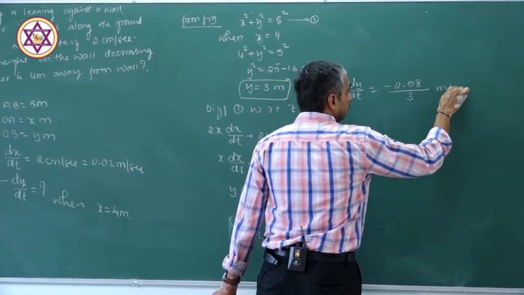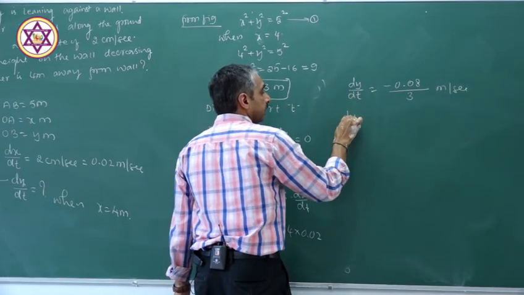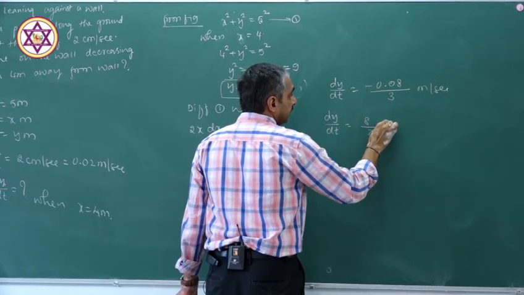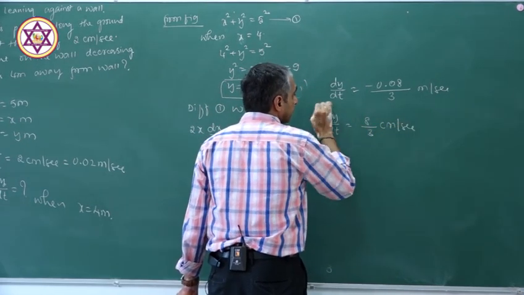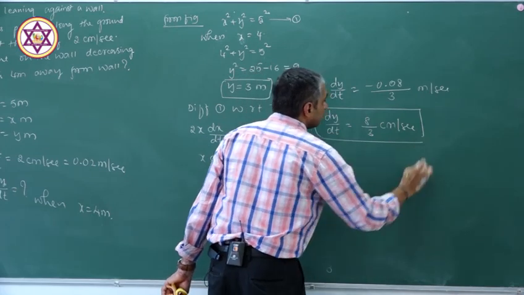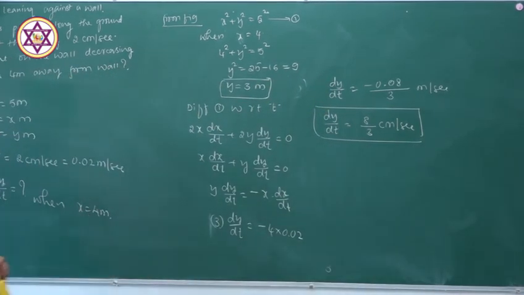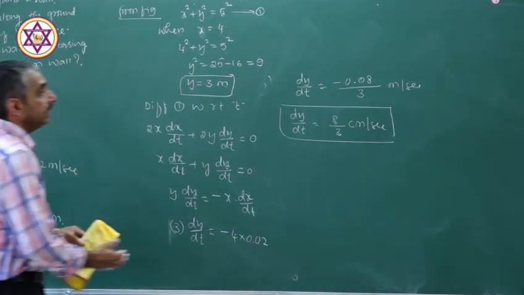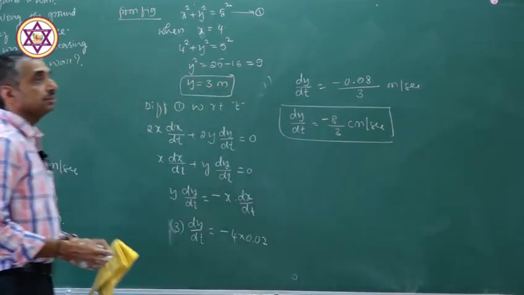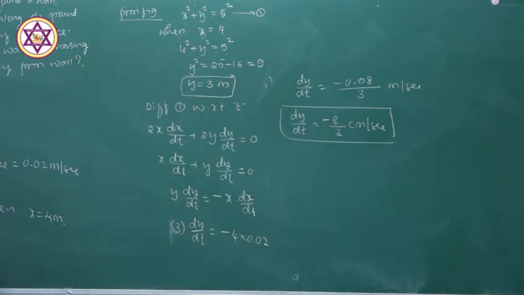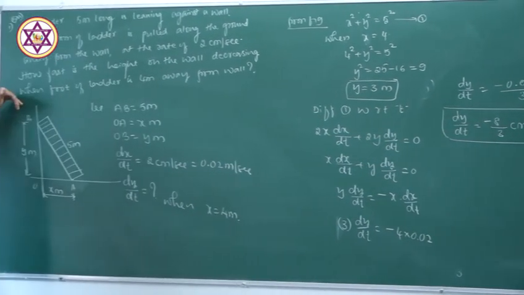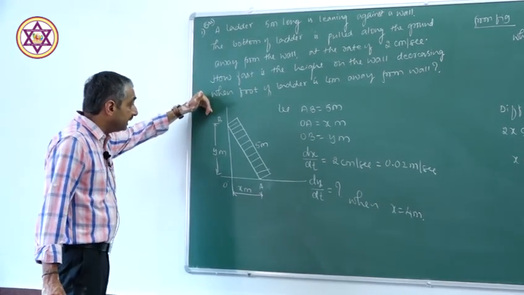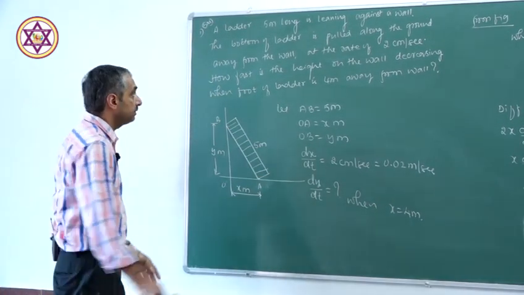It is meter per second, or you can write dy by dt, multiplying by 100, as 8 by 3 centimeter per second. So, very important question, 8 by 3 centimeter per second, dy by dt. Why does the negative sign show? The negative sign means that the top of the ladder, the upper part of the ladder, is decreasing.